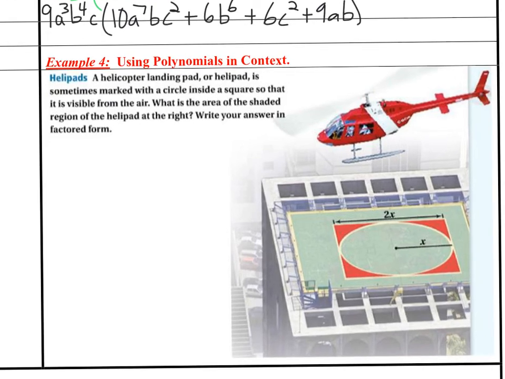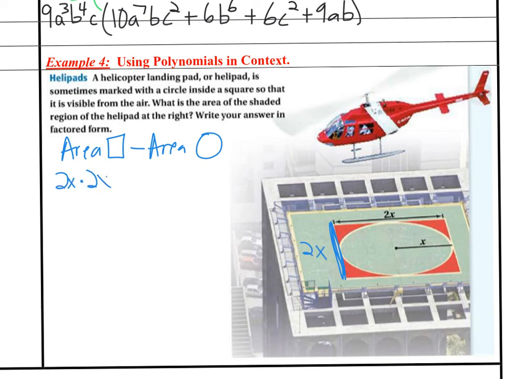So the shaded region is the part of the square that's not the circle. So what they're really asking me is for the area of the square and then subtract the area of the circle so that I can get the shaded region. So area for a square is length times width. And since it's a square, we know that both sides, length and width, are going to be 2x. So I need to do 2x times 2x for that area.